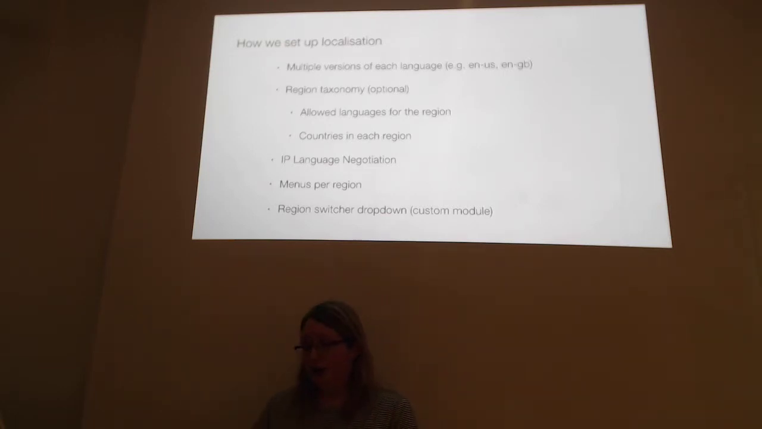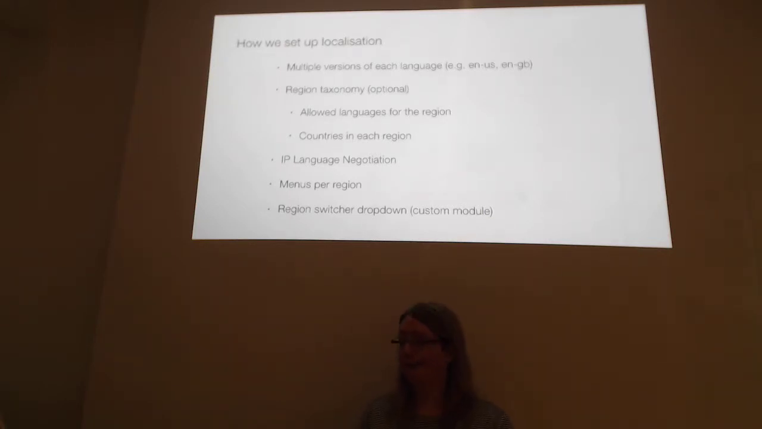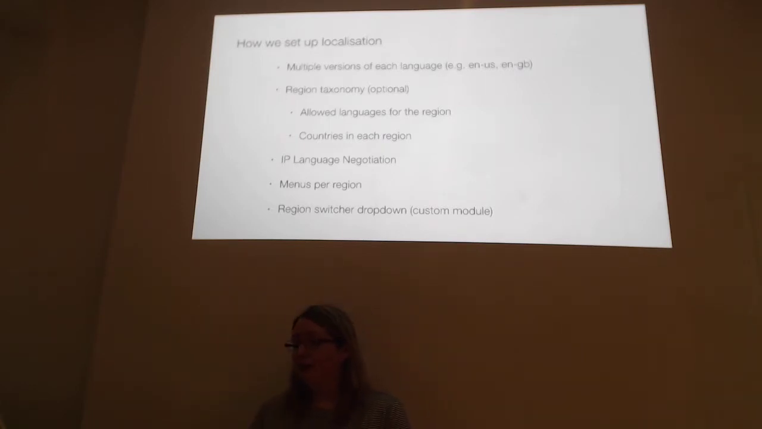We used IP language negotiation to determine which country they were coming from. Then using the country module, we mapped each country to the regions. And that's an awful lot of checking for every single country in the world. But you only have to do it once, and that's fine. So there were the modules that we used, and then, as I mentioned, we had to have menus per region because of that inability to delete links and add links to just one language. You have to do it. It's either there for all languages in the menu or not. And then we created a custom module to do the region switcher dropdown.